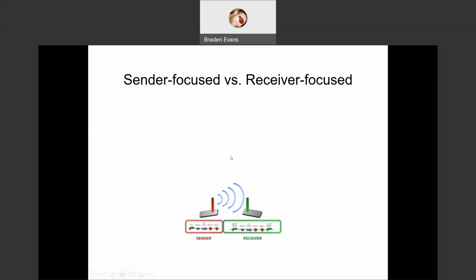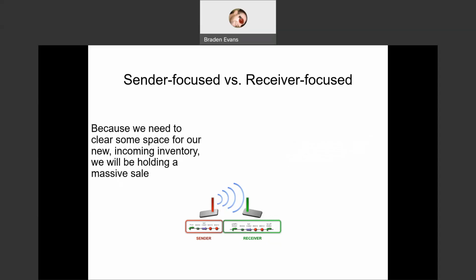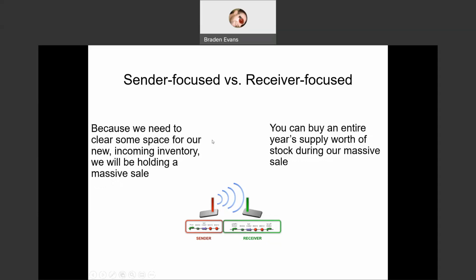Okay, let's try again. Try another message here. Because we need to clear some space for our new incoming inventory, we will be holding a massive sale. Now, this is sender-focused messaging again. It doesn't really highlight any benefits for the reader. It's just all about me, right? We, in this case. Okay, but you could say it this way.